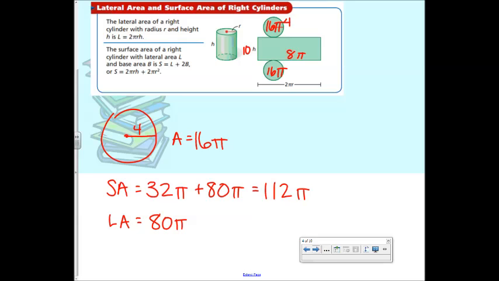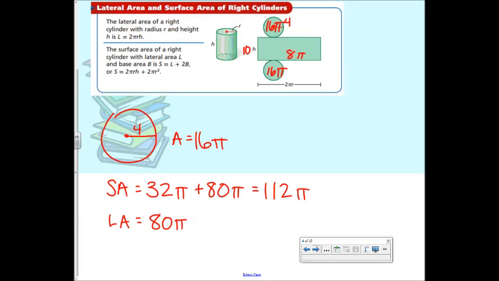Wait, so the circumference is the length of the curve? Yes, because if you think of a cylinder as like a soda can, and you took the whole can and rolled it out, the length of it would be how much it used to be as a circle, how much around the circle. Does that make sense? Yeah. If only we had a Pringles can in this room. There is. I hadn't noticed.